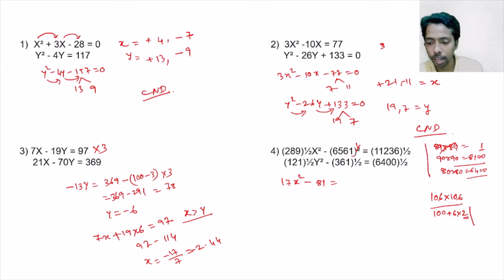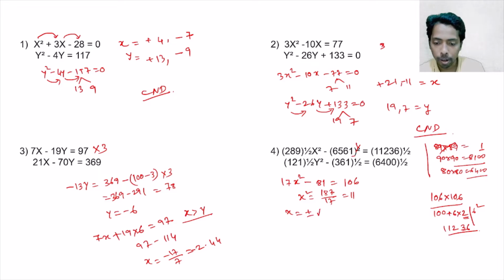The second part is the extra part, that is the square: 6 square, which means 36. So the answer is 11236, and this exactly matches. So 106. Now what's the value of x? X square rather is 187 by 17, which is 11. So the value of x is plus or minus square root of 11.